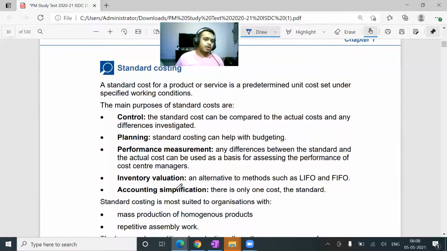What you can do later on is, okay, this is the standard which I've calculated. Later on, how much was the actual cost levied on making that car? You can do a comparison between the two. What is the standard cost, what is the actual cost, and then you can have a variance between the two. I hope that you guys are getting it, and I hope that this is helpful for you.